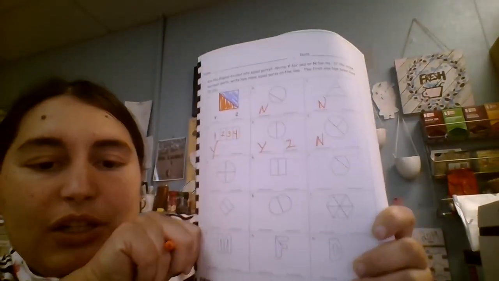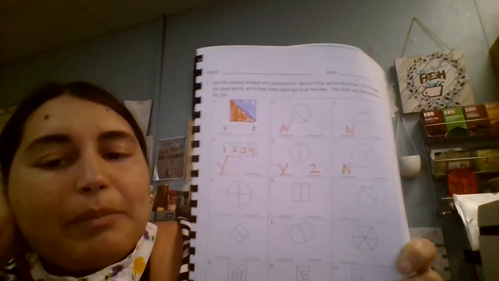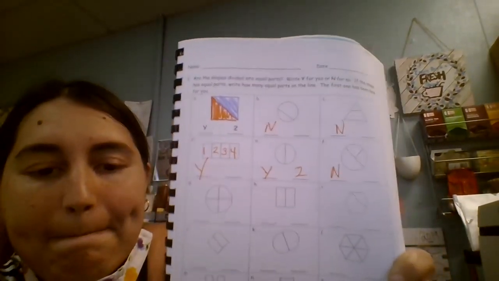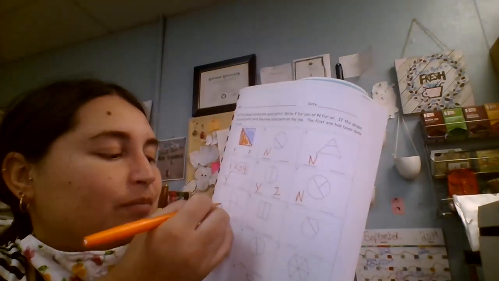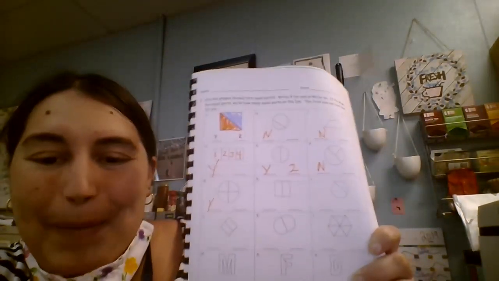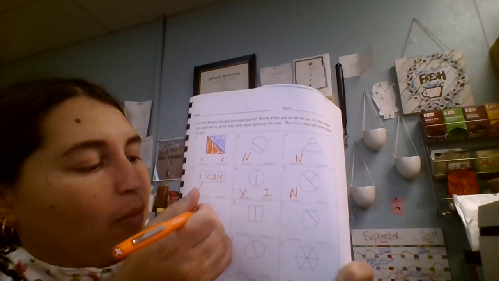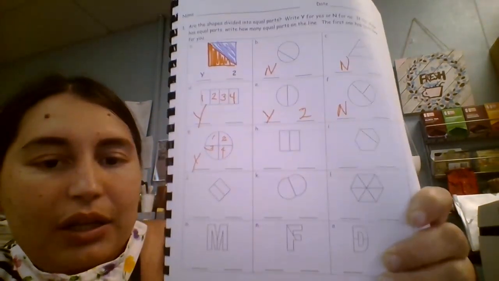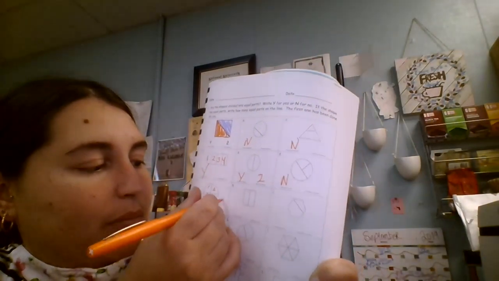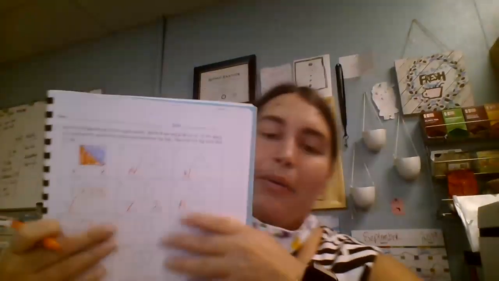Here we have another circle. Has this circle been split into equal parts? Yes, it has. Yes, it is equal parts. And how many equal parts now? Let's count it out. 1, 2, 3, 4. 4 equal parts.